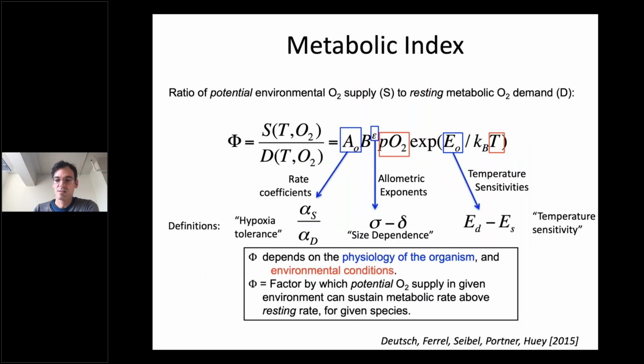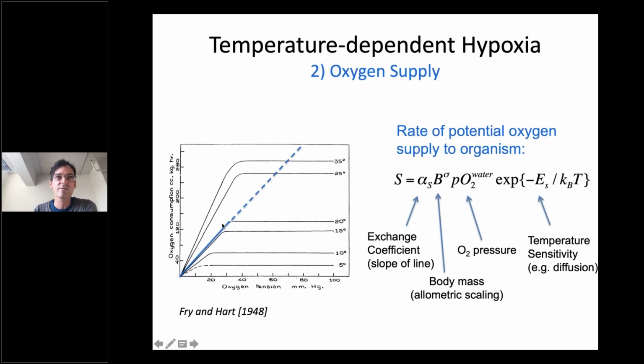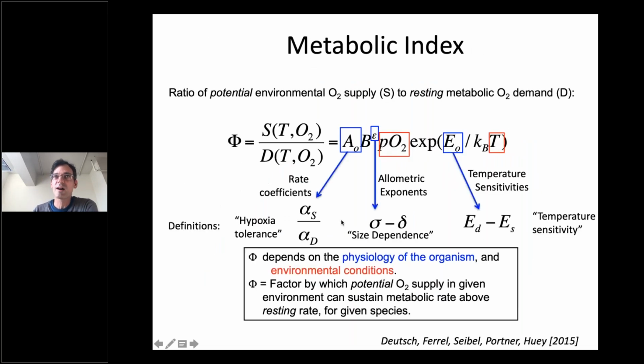Let me move to the next thing, which is if we take the ratio of oxygen supply, that potential supply, this curve here, it's potential because it is really the oxygen supply at low oxygen, but it continues to rise at high oxygen, and all that potential oxygen supply might not actually be realized because it's not being matched by consumption. If we think about the ratio of potential supply to that resting metabolic demand that we saw before, we get a simple expression, just taking the ratio of those two things. And it's going to define a parameter I'm going to call phi, or the metabolic index. It's just the ratio of potential oxygen supply to resting demand.